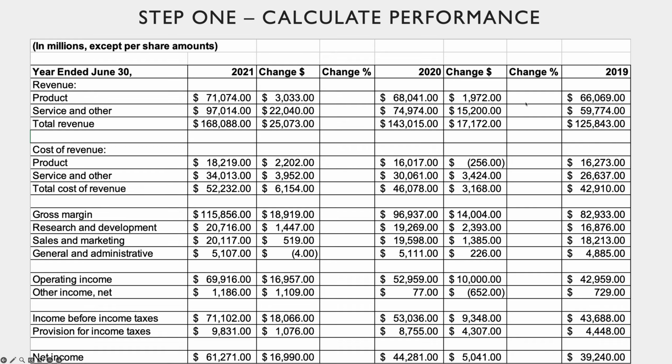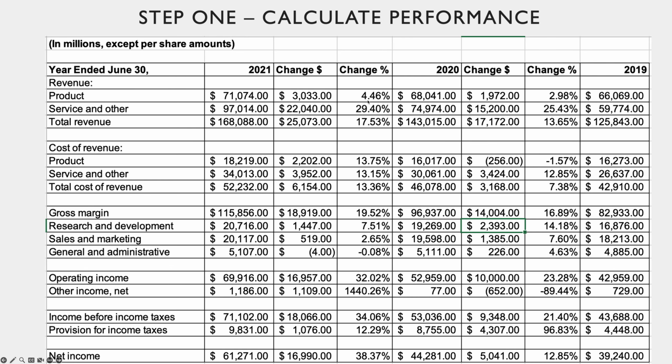And then to calculate the second one, it's 2020 minus 2019. Once again, you can just use these as guides. But now we're just at numbers, and we need to be able to turn them into percentages. So to calculate the percentage, you take the change dollar, the 3,033, and divide it by the previous year. Or here you would take the 1,972 and divide it by the previous year. That will give you the change percentage. In this particular case, it's 4.46%.